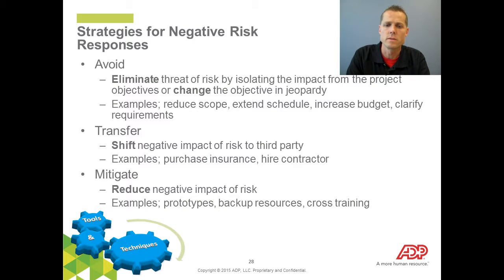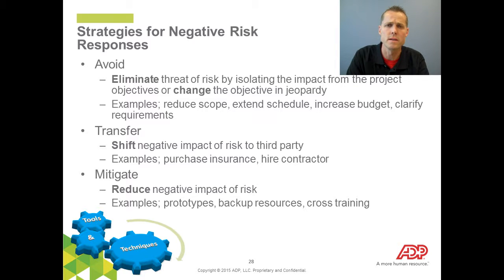So there's, like I said, ATM: avoid, transfer, mitigate, which are strategies for negative responses. When we say avoid, we're talking about eliminating the threat of a risk by isolating the impact from the project objectives. So we have a risk, and we can alter the objectives of the project. Add more funds, more time, do something to extend the scope, reduce the scope. So we're changing some parameter in the project to avoid the risk from occurring.